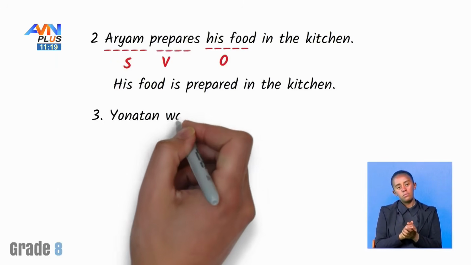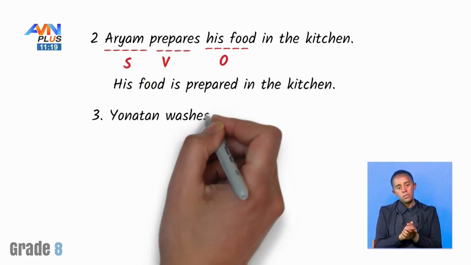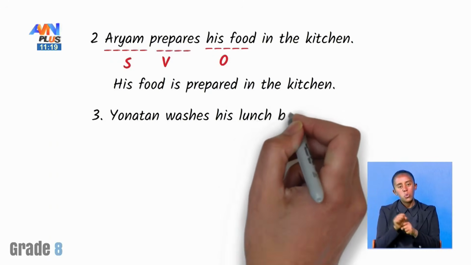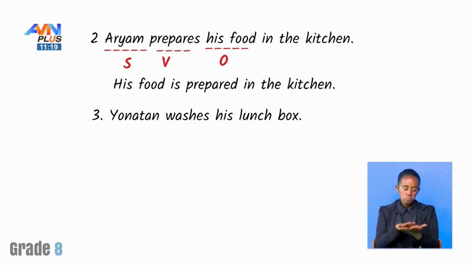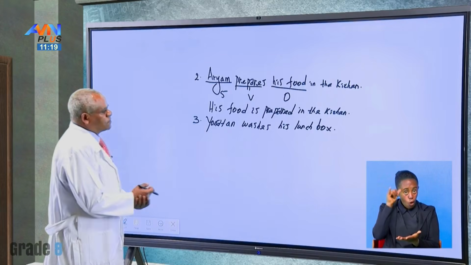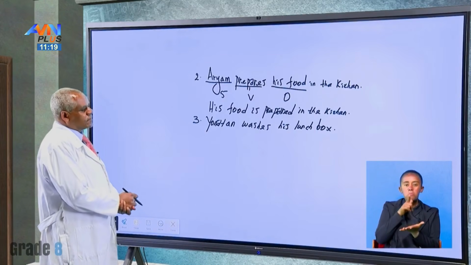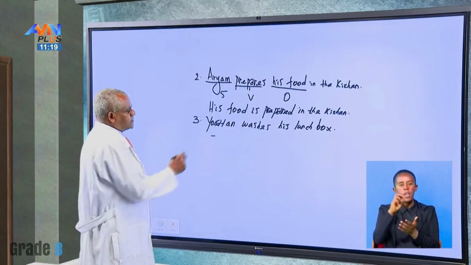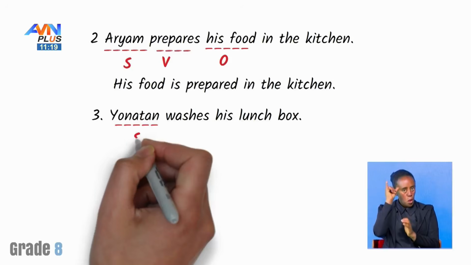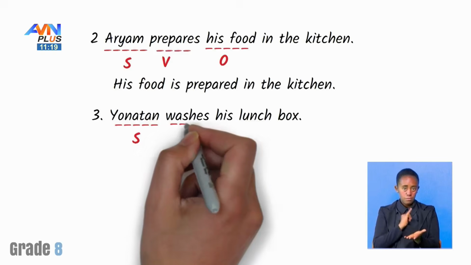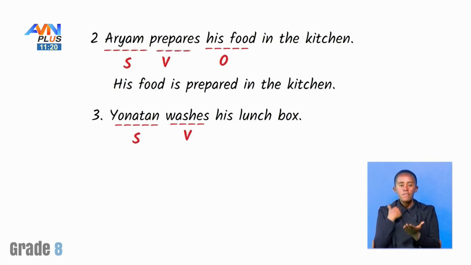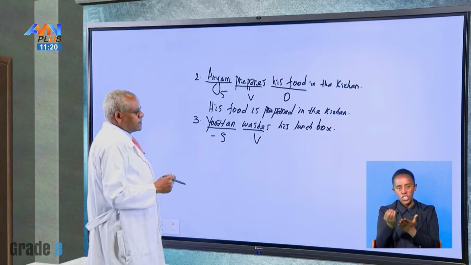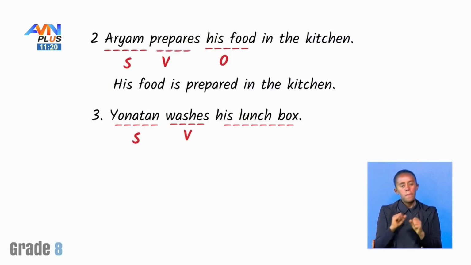Jonathan washes his lunchbox. Again, its passive form will be what? Jonathan is a subject. Wash is a verb. His lunchbox stands as an object phrase, right? So it is possible. Therefore, these are all objects.